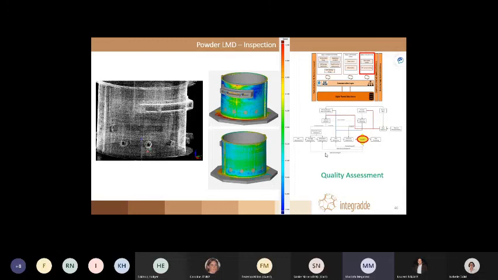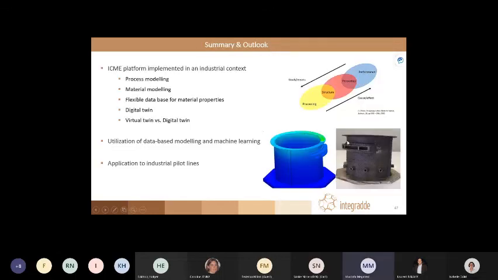So in summary, on the next slide, excuse me, the ICME platform provides us a foundation for process modeling, material modeling, and provides for flexible databases to support design stages as well as manufacturing stage. We have a digital twin which gathers information from sensors and enables us to confirm the build process with virtual twins which were created during the planning stage.